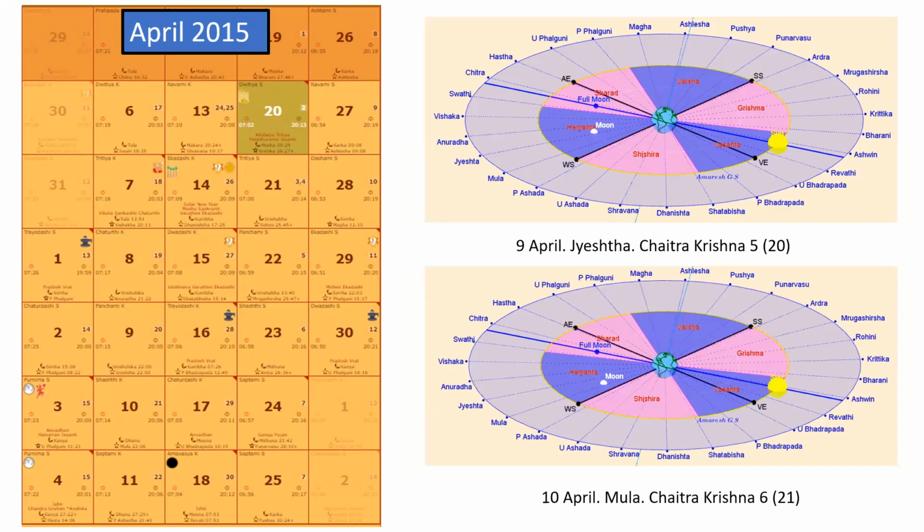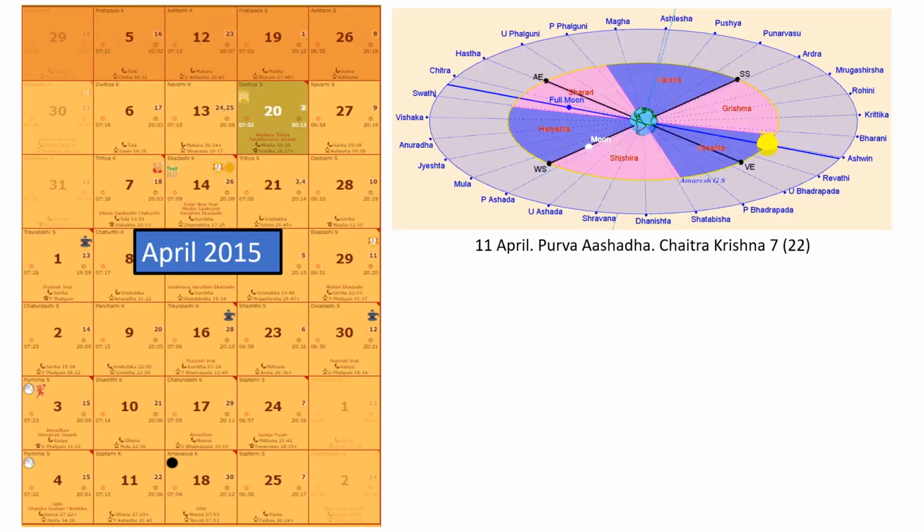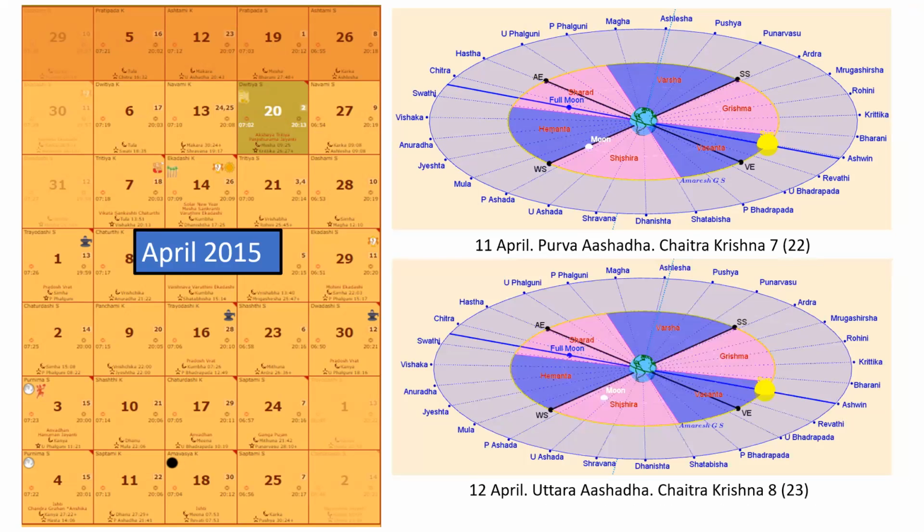10th April, Nakshatra is Mula and Chaitra Krishna Shashti or Chaitra Vadya Shashti. 11th April, Nakshatra Purvashada and Tithi Chaitra Krishna Saptami or Chaitra Vadya Saptami. 12th April, Nakshatra is Uttarashada and Tithi is Chaitra Krishna Ashtami or Chaitra Vadya Ashtami.